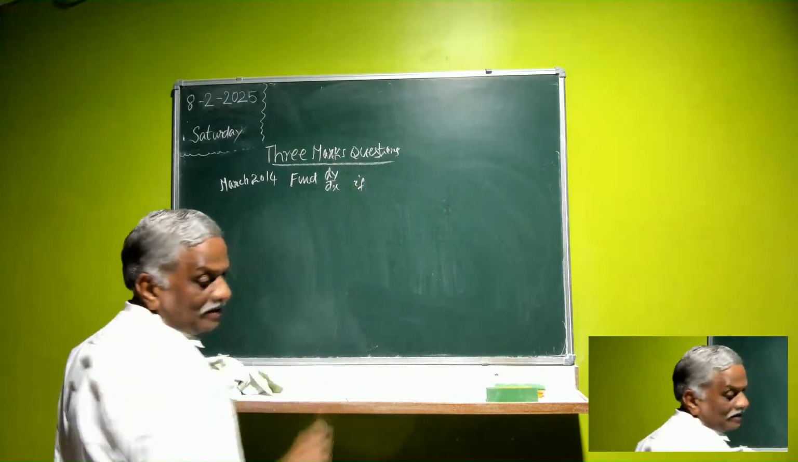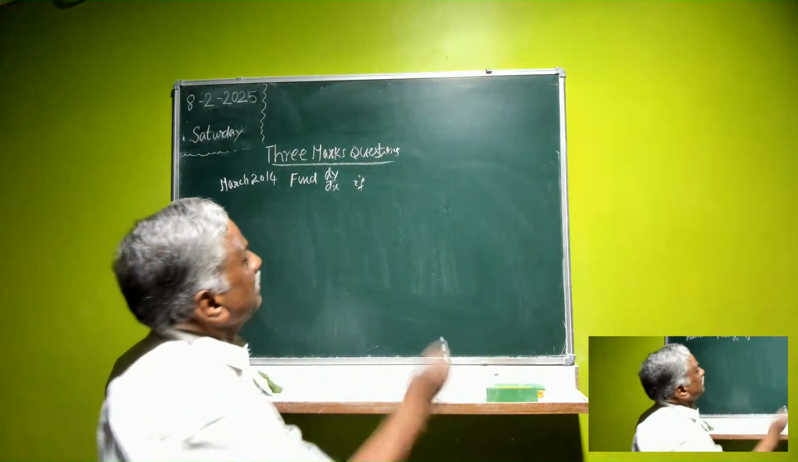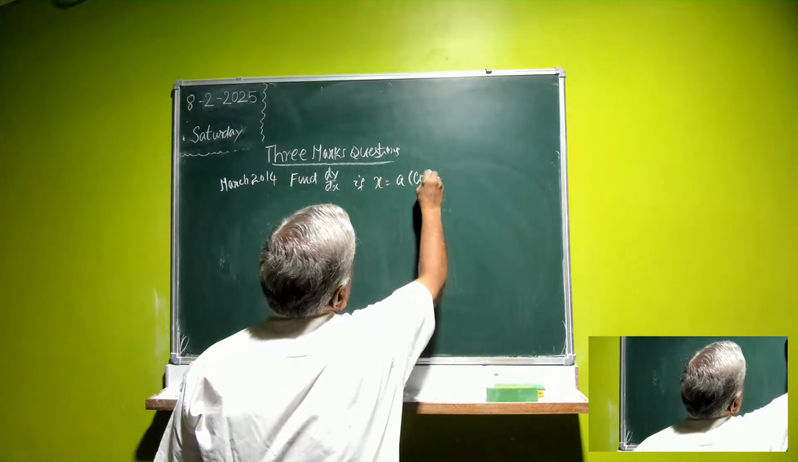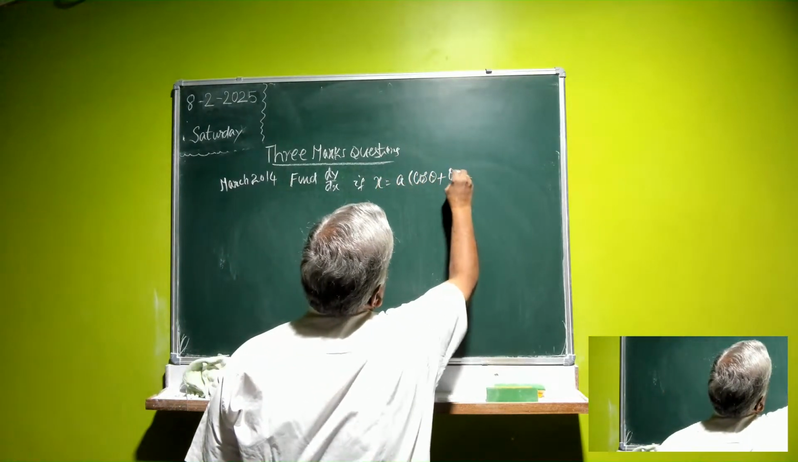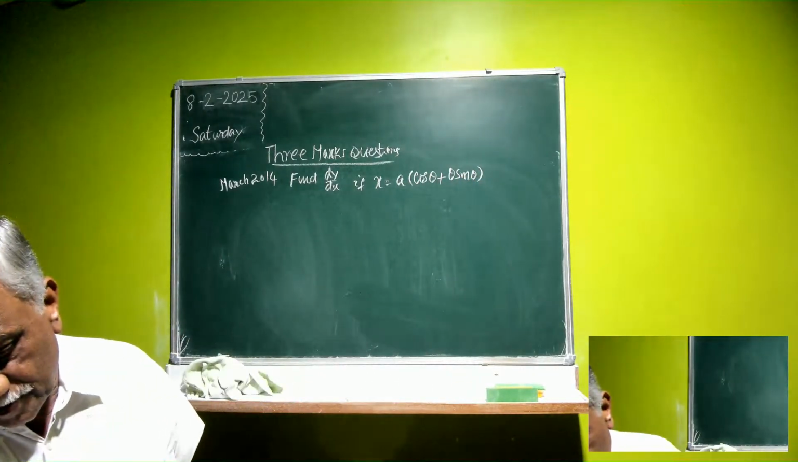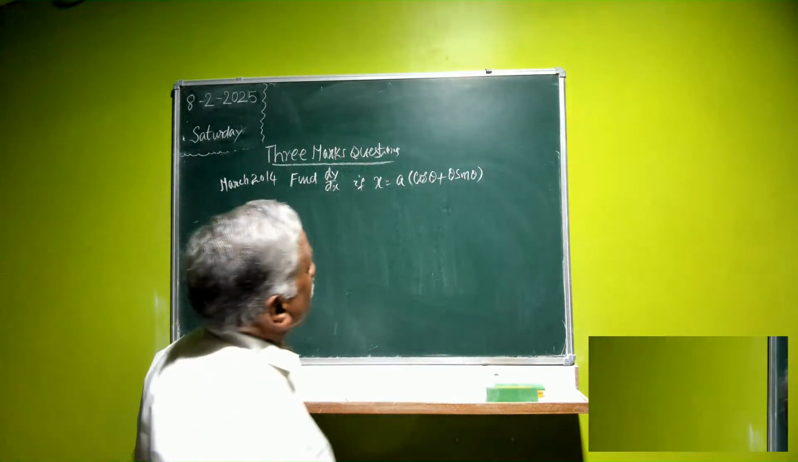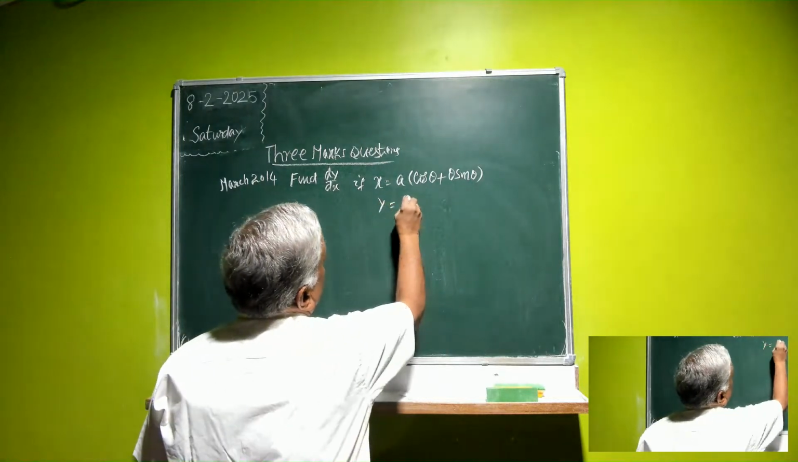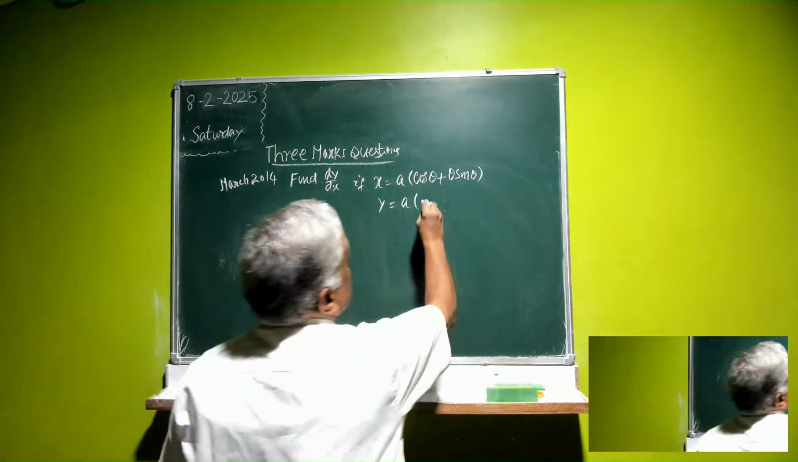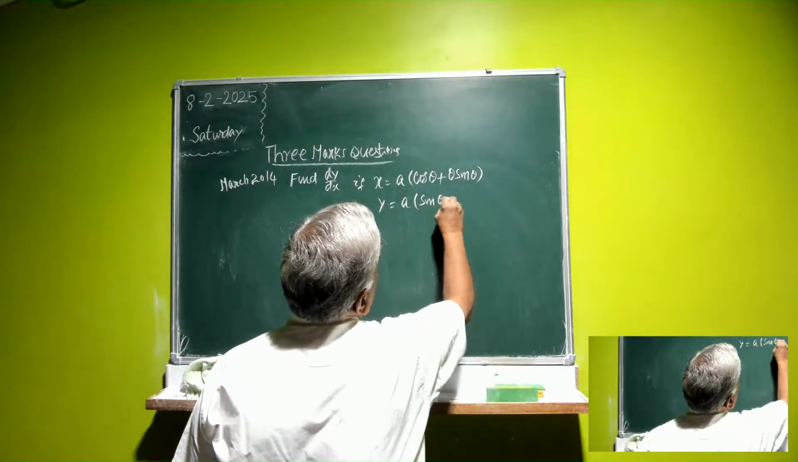If x is equal to a into cos theta plus theta sin theta, y is equal to a into sin theta minus theta cos theta.